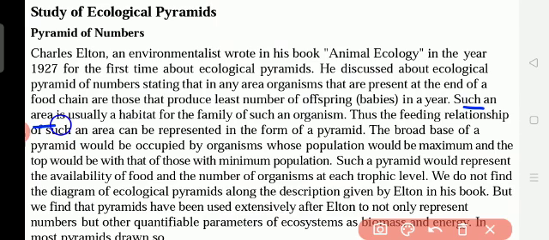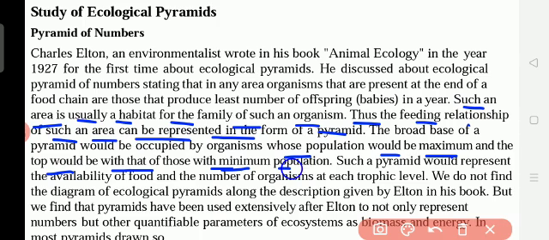Such an area is usually a habitat. Habitat means living place, for the family of such an organism. Thus the feeding relationship in such an area can be represented in the form of a pyramid. Feeding relationship means eating relationship. So it is shown in the pyramid. The base would be occupied by organisms whose population is maximum, meaning more, and the top would be those with minimum population, meaning less.